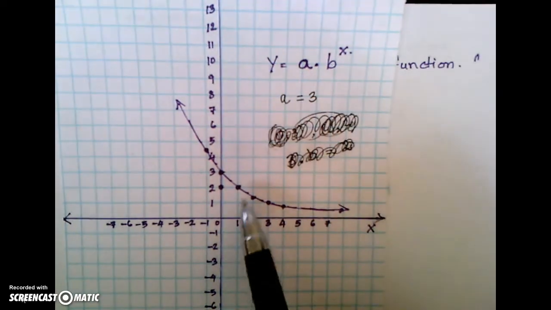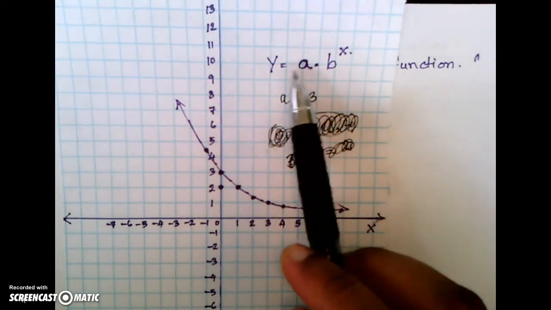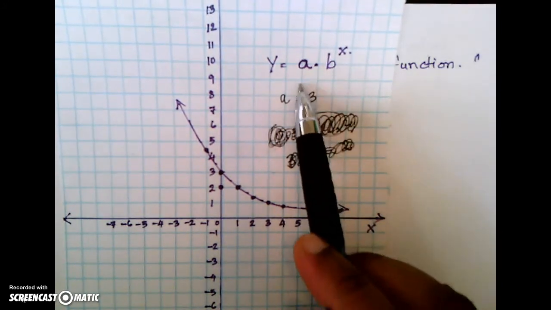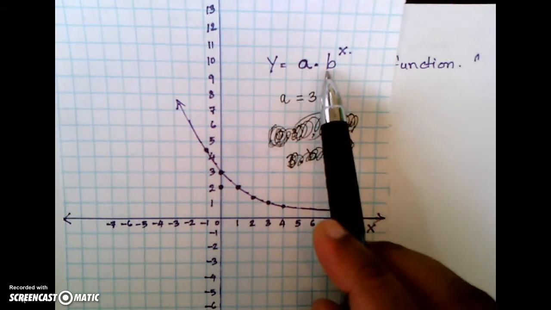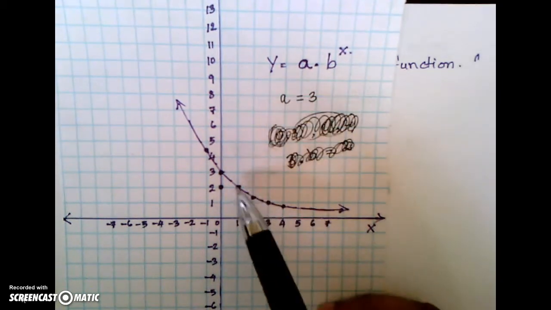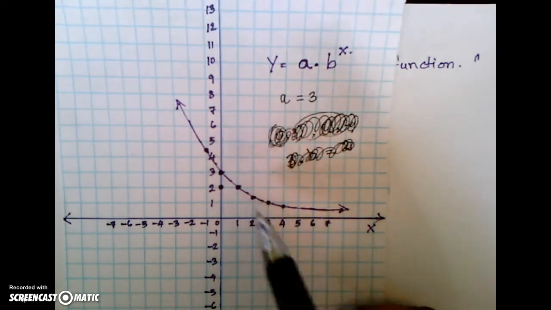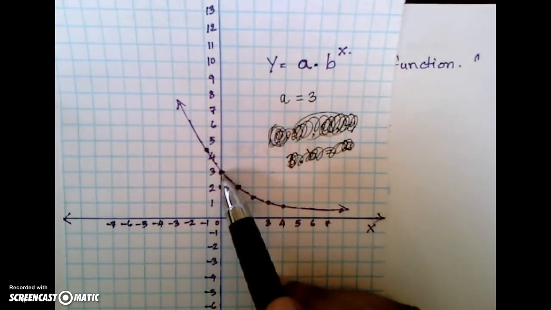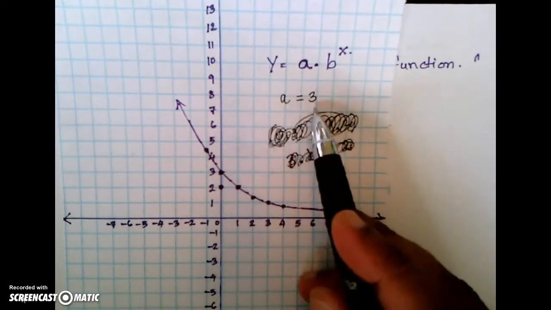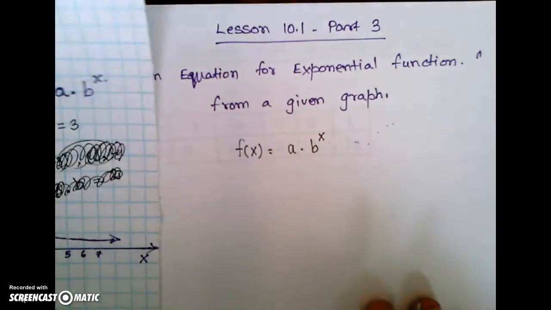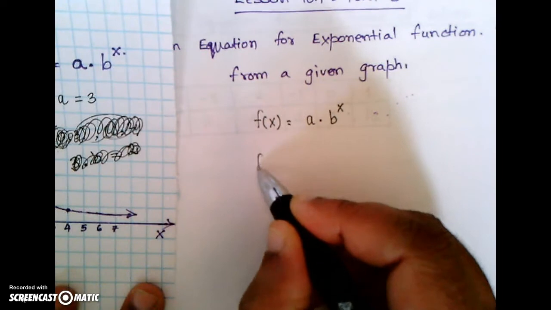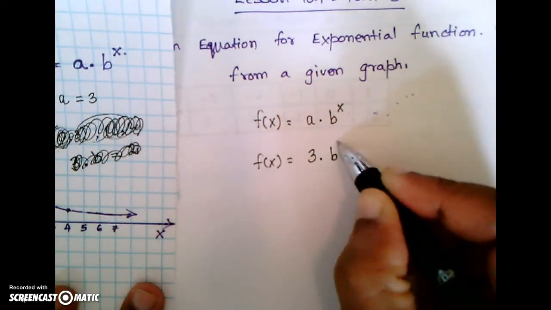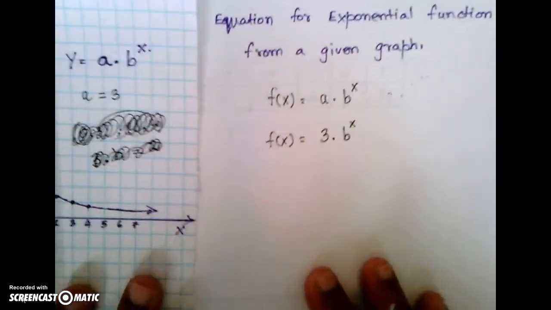So I take a look at this. I'm going to write an equation in the format y equal to a times b to the power of x. So a is my y-intercept and b is the common ratio between two consecutive y values. As you can see from the graph, my y-intercept is right there, which is 3. So my a is 3. I'm going to put that in my equation first. So I have f of x equal to 3 times b to the power of x. I still don't know what b is.